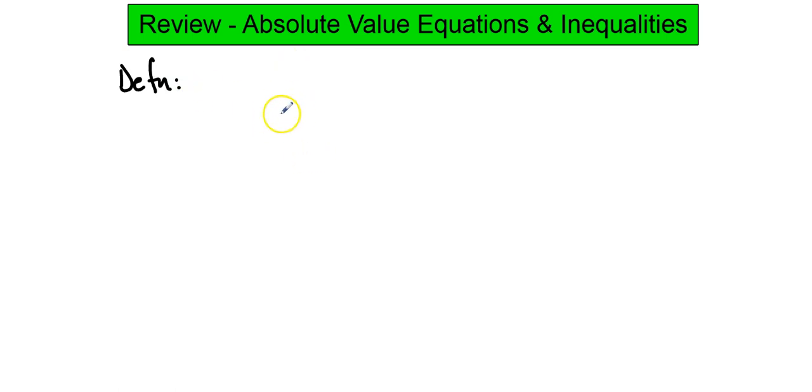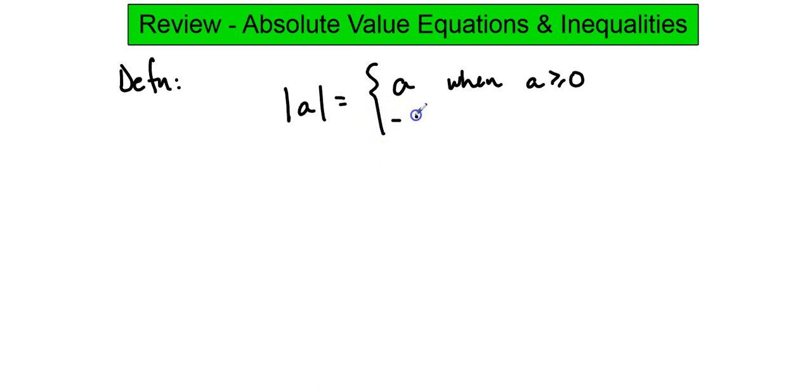So the definition of absolute value is, if I take the absolute value of something, in this particular case it's A, we have two different cases. The first case is we use the positive version of what's on the inside here when it's greater than or equal to 0, and we use the negative version when that thing is less than 0. So this is the formal definition that we want to make sure that we know.